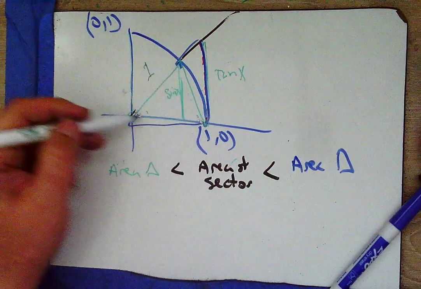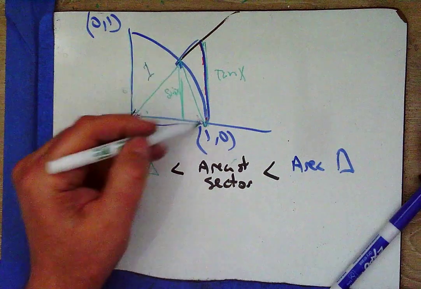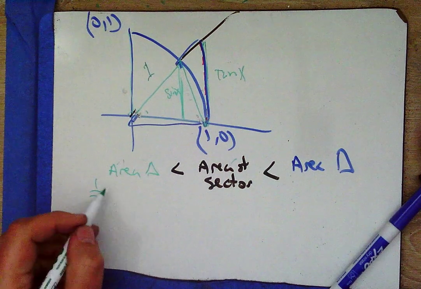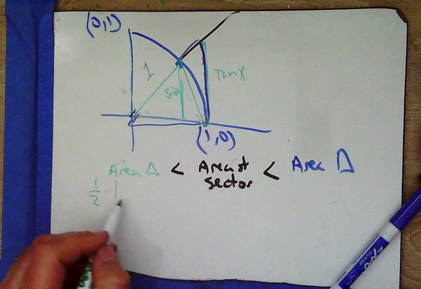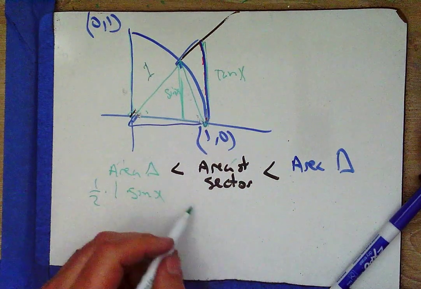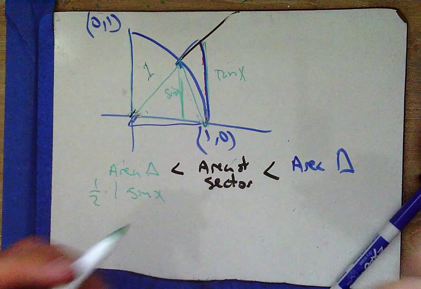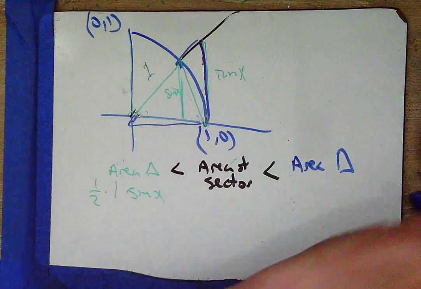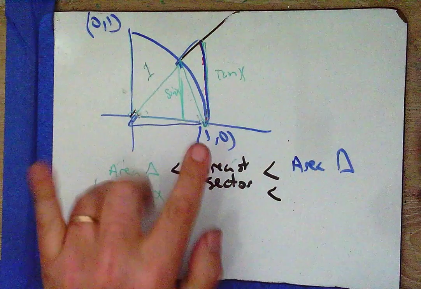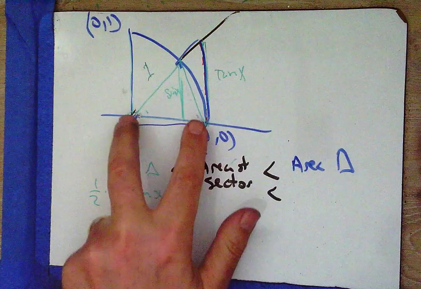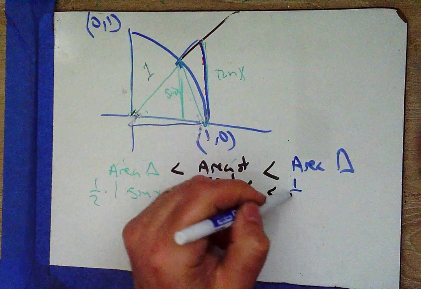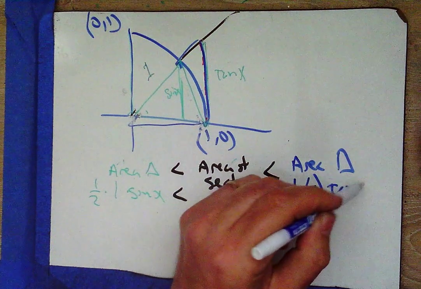Okay, there we go. Green triangle, big blue triangle, area of the sector. So this little green triangle, the area is 1/2, the base is 1, and the height is sine x. Now, what about the area of the blue triangle? Well, the blue triangle is this triangle here. It's got a base of 1, a height of tangent. So I'm going to say 1/2 a base of 1 times tangent.